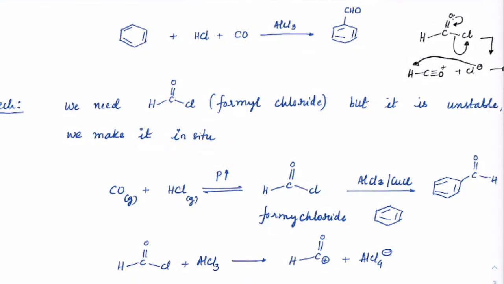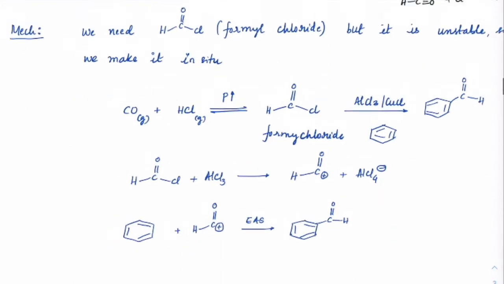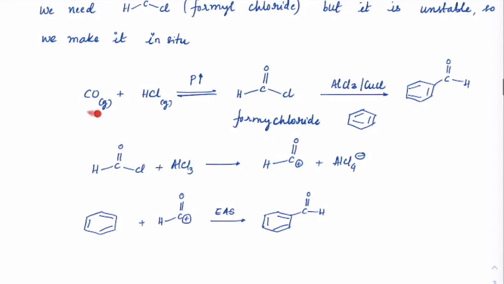and we cannot store it because it is unstable. So we make it in situ, which means at the time of reaction we make it. Basically, we take these gases, carbon monoxide and HCl, and compress them, because if you pressurize, the reaction will go in the forward direction, so that the formyl chloride is formed. As soon as the formyl chloride is formed, we pour in the benzene. As soon as you add benzene in the presence of AlCl3, the benzaldehyde will form.